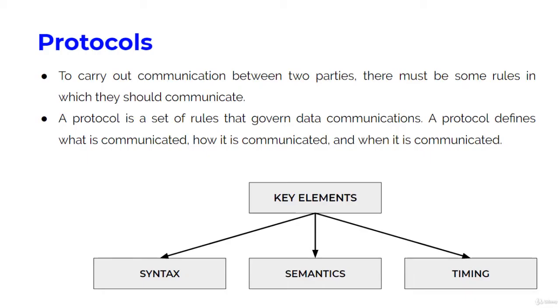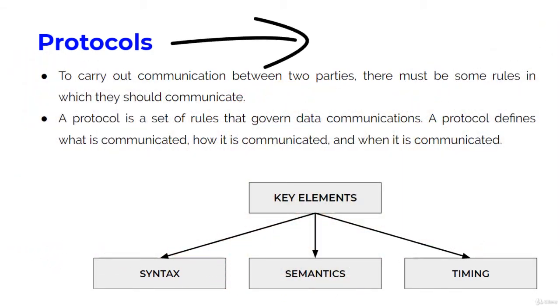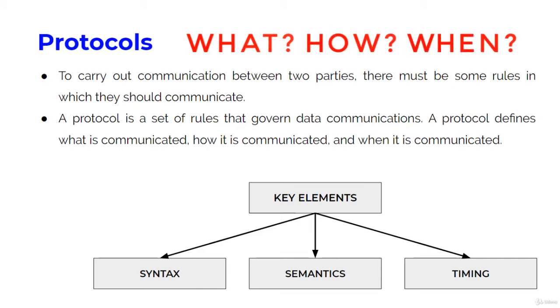In computer networks, communication occurs between entities in different systems. An entity is anything capable of sending or receiving information. However, two entities cannot simply send streams of bits to each other and expect to be understood. For communication to occur, the entities must agree on a protocol. A protocol is a set of rules that govern data communications. A protocol defines what is communicated, how it is communicated, and when it is communicated.